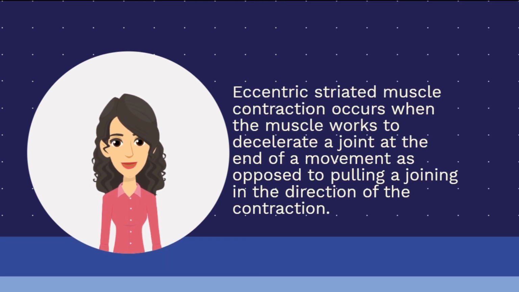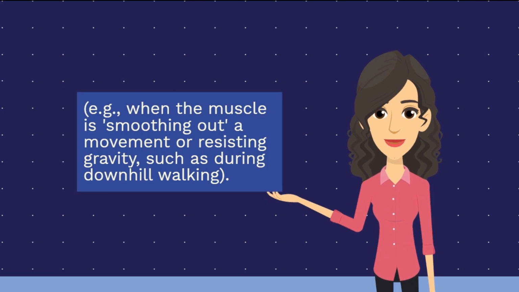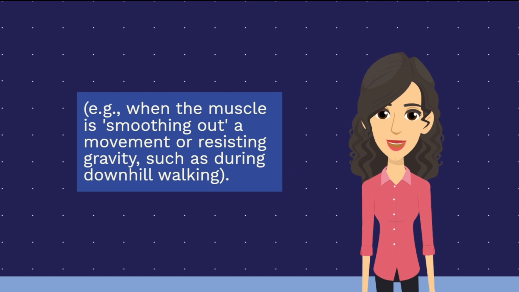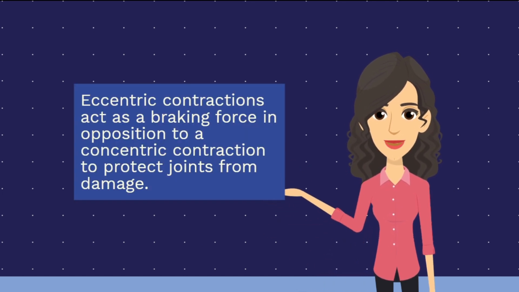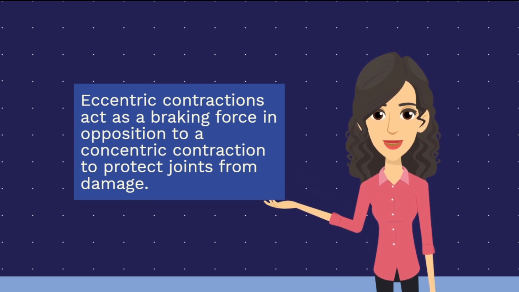Eccentric striated muscle contraction occurs when the muscle works to decelerate a joint at the end of a movement as opposed to pulling the joint in the direction of the contraction. This type of contraction can occur involuntarily, for example, while attempting to move a weight too heavy for the muscle to lift, or voluntarily. For example, when the muscle is smoothing out a movement or resisting gravity, such as during downhill walking. Eccentric contractions act as a braking force in opposition to a concentric contraction to protect joints from damage.